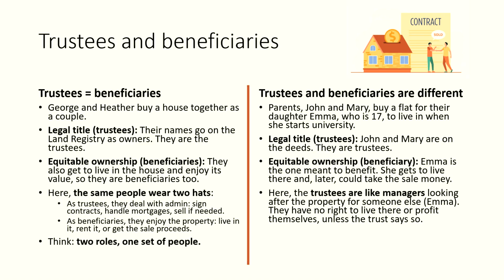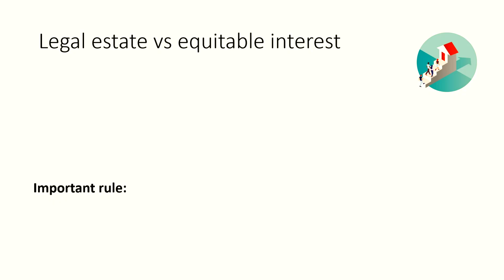Now here, obviously, we've got different roles by different people. So the parents are the ones who look after the property and do the admin stuff. They don't have any right to live there, or any right to profit from the property, unless the trust says so. And then Emma is the only beneficiary in this scenario, the one who gets to live there and enjoy all the benefits that come with it. Okay.